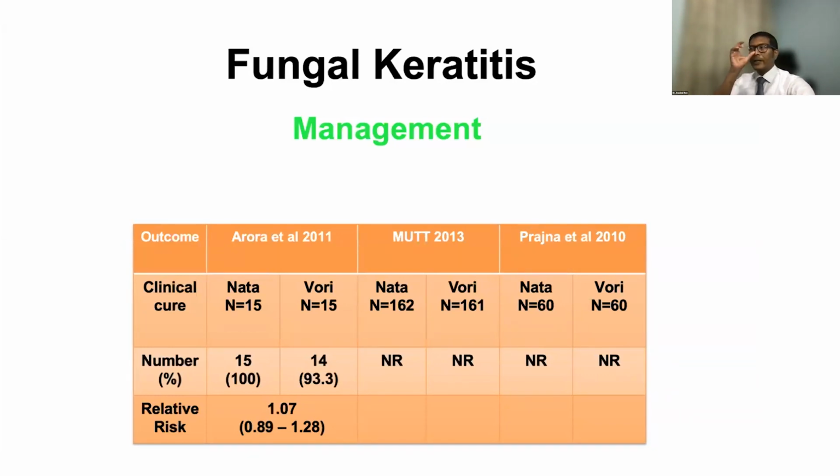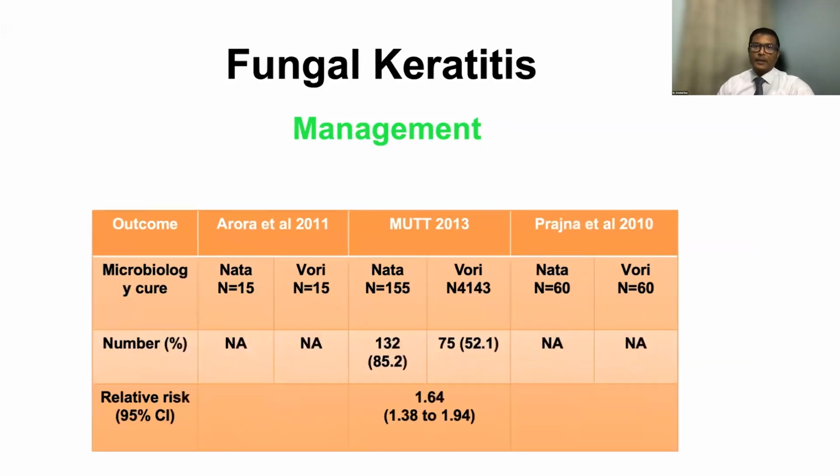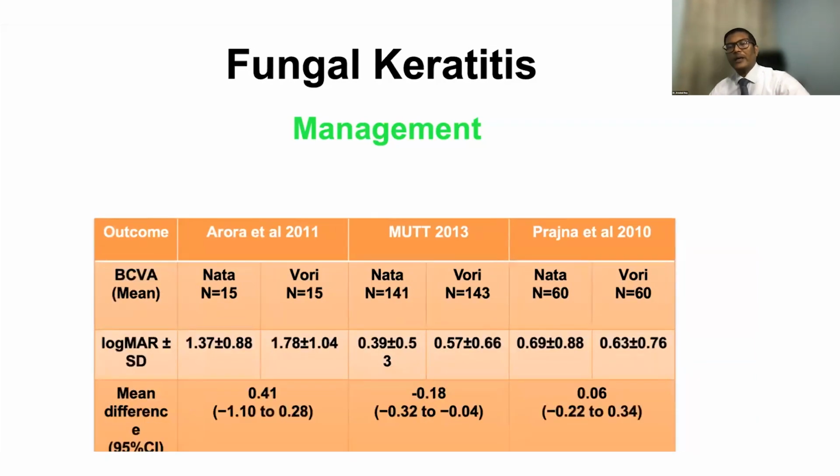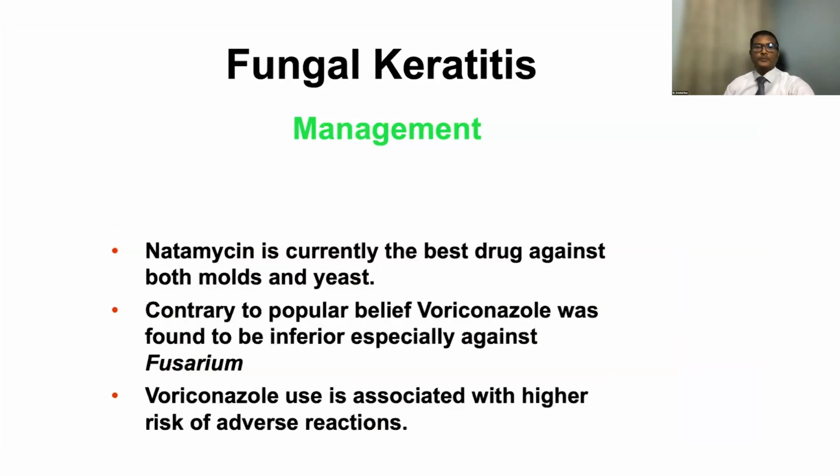Voriconazole is important. Voriconazole has been found to be effective in Aspergillus, but based on the overall clinical spectrum, it has been found that natamycin is a better drug, and it treats the filamentous fungi in a better way compared to, say, voriconazole.